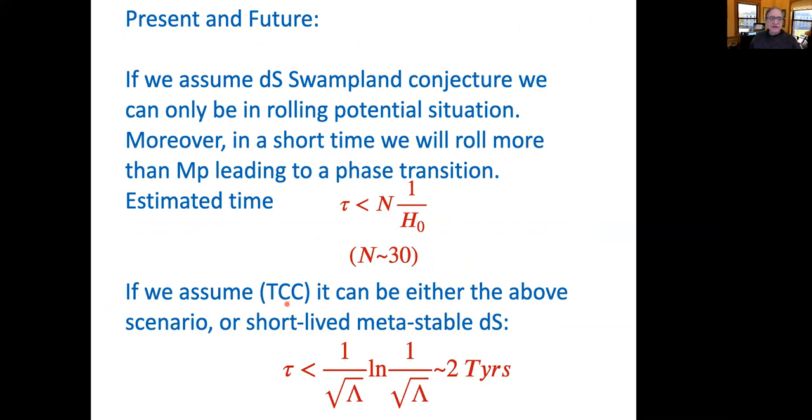If we assume instead the Trans-Planckian censorship conjecture, it can be either this rolling scenario as we just said, or a short-lived metastable de Sitter. It turns out that the lifetime of de Sitter is the Hubble time times the log of 1 over the Hubble. So in other words, the lifetime we get, instead of being the Hubble time, is magnified by the log of 1 over the square root of the cosmological constant, which gives you a factor of about 2 trillion years. So we are expecting an upper limit on the lifetime of our universe of the order of a couple trillion years.